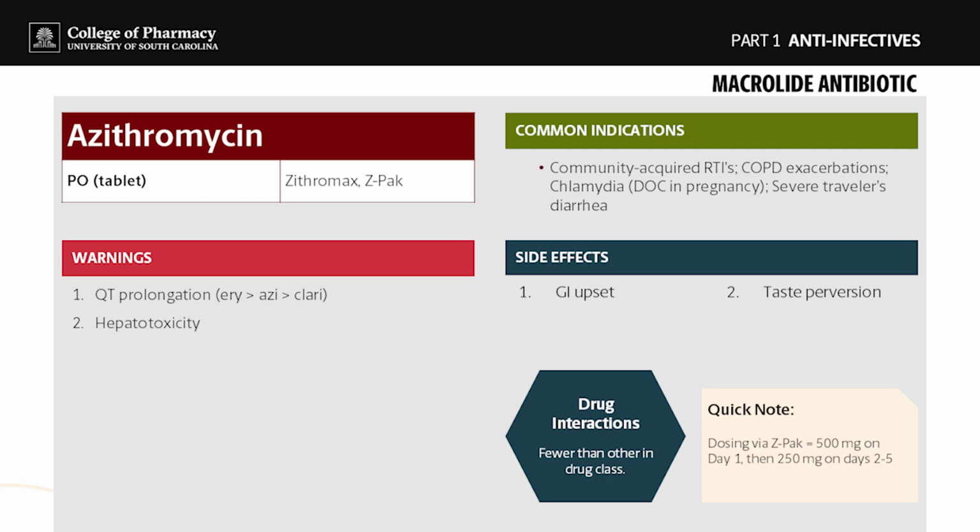Some of the side effects of Zithromax would be GI upset and taste perversion. It can give you a little bit of a weird taste in your mouth. And it's important to tell your patients these things, because if they come in and they say, I'm not tasting right, they may think something else is wrong.